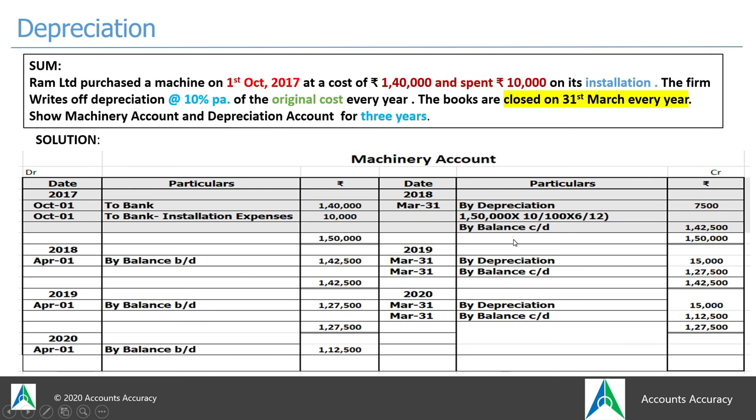Straight line method is very easy to understand because we have to just concentrate on the original value of the machine and we have to keep a check on the number of days for which it has been used. I hope this sum has been understood by you easily, and for understanding the written down value method, please do watch my next video.